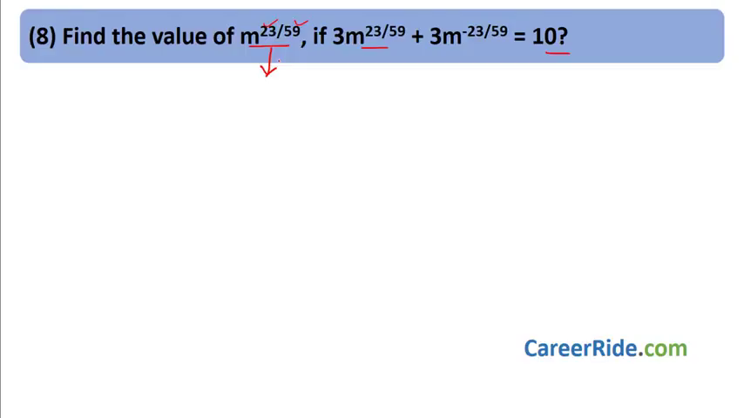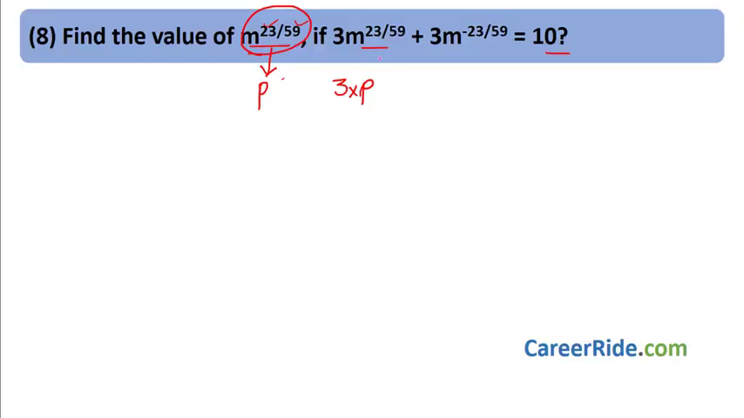There is a very easy way to handle such kind of sums. Now what you want is the value of this. This looks complicated, so let us write this as p. So what will this expression be? 3 multiplied by p. Now why did we take this as p?